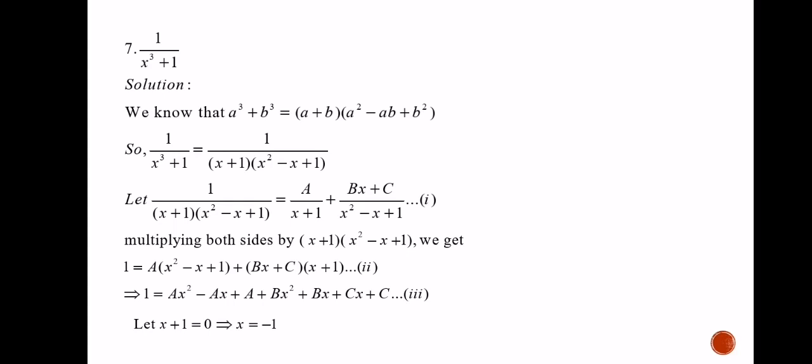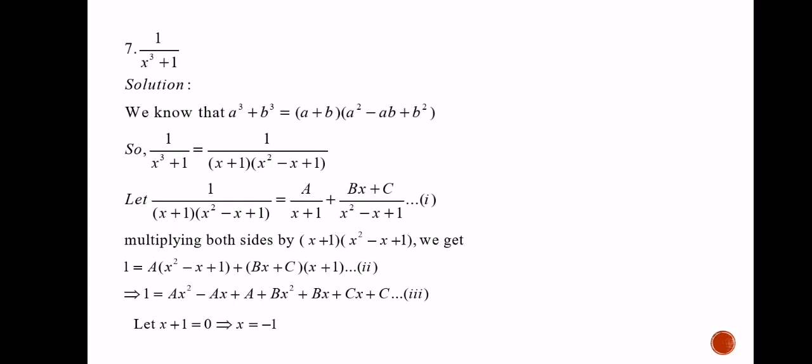Since x plus 1 is the linear factor, its numerator will simply be a constant A, which is unknown to be determined, but the numerator of x square minus x plus 1 will be Bx plus C, which is a linear polynomial since the denominator is the quadratic one. So we solve it by multiplying with the LCM of the denominators and get 1 is equal to A into x square minus x plus 1 plus Bx plus C into x plus 1. It will be 1 is equal to Ax square minus Ax plus A plus Bx square plus Bx plus Cx plus C. It is our equation number 3.